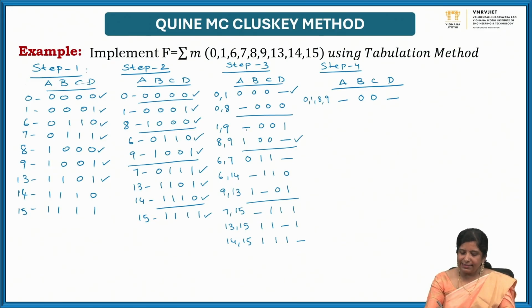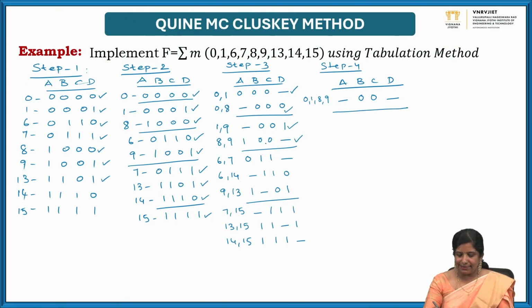Next, 0, 8 and 1, 9, if you see, both the dashes are in A place. And here the D value differs by only 1 bit. So you can combine even these two. But 0, 8, 1, 9 or 0, 1, 8, 9 is one and the same. You will be getting dash 0 0 dash. So no need to write again. You know, in Boolean algebra, x plus x gives you only x, so no need to repeat that term again. You just can keep a tick mark over there. Now for this group, it is completed.